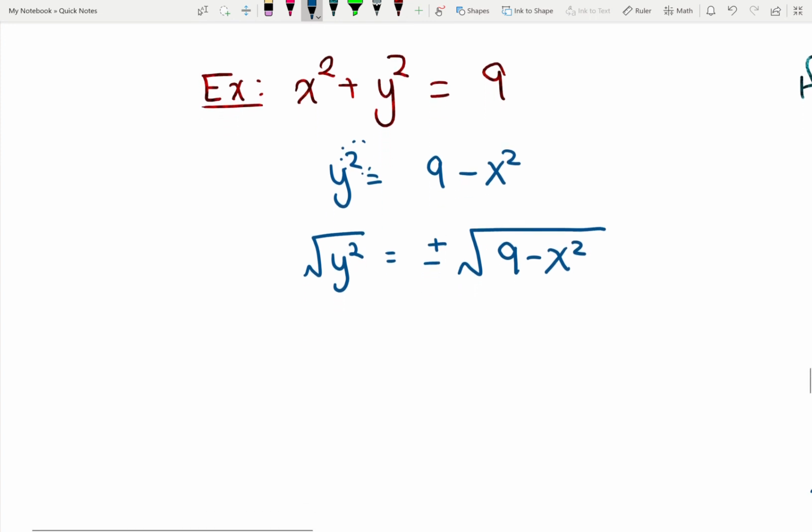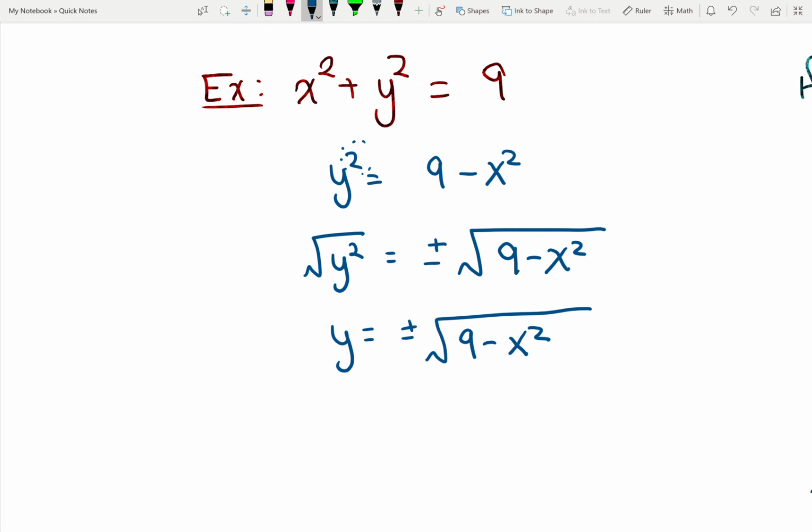So what do we have at the end? We have y equals plus or minus square root of 9 minus x squared. Now, we have a problem here, and hopefully a lot of you see the problem. The problem is that when we rewrite this in terms of y in explicit form, we don't have a function anymore. Why do we not have a function?